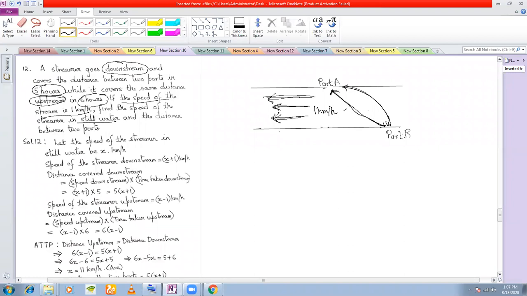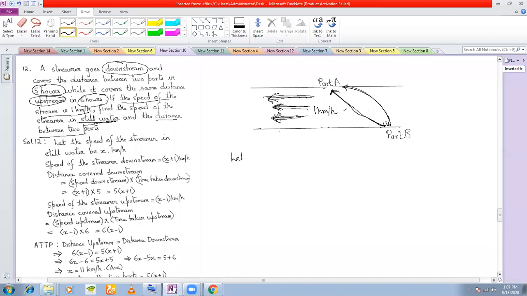Unlike a river, suppose the water is still, as in a pond. Then what would have happened? Instead of a flowing river, if this was a pond where water was not flowing, then what would be the speed of the streamer? And also the next question is the distance between the ports. So we shall answer the first question first. What is the speed of the streamer in still water?